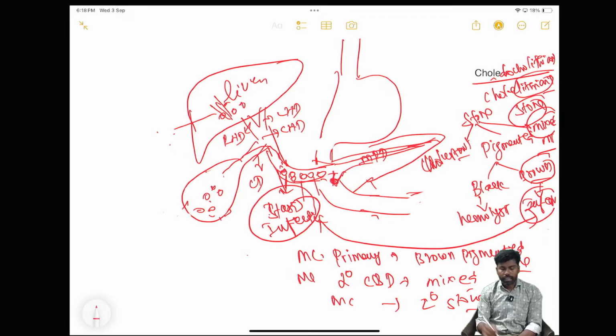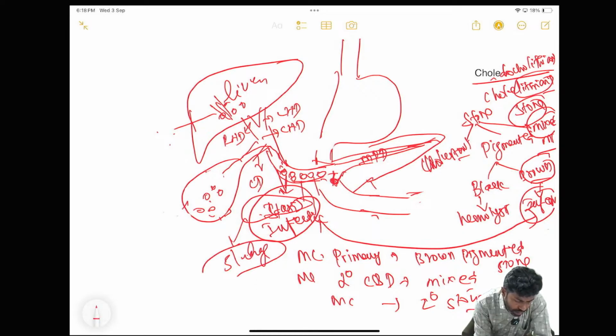So you should understand these things, then it is very easy. How do stones form in stasis? The sludge stays like mud and then forms into stones. The secondary stones are stones formed initially in the gallbladder, then migrated through the cystic duct into the CBD, and usually they are cholesterol stones or mixed stones.